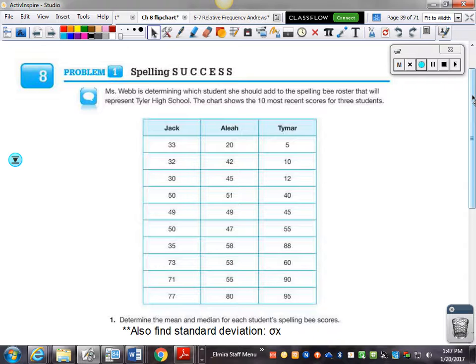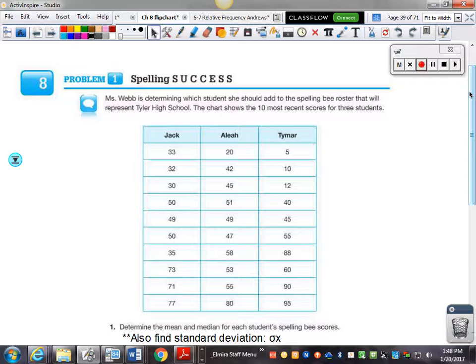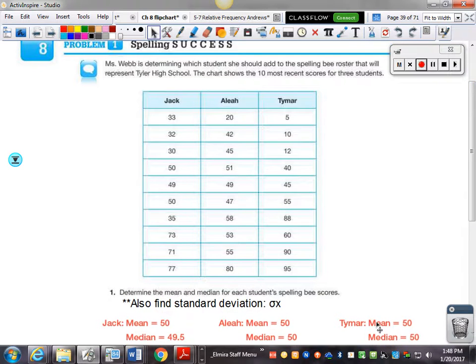Here in our textbook we have 3 students and their scores for the spelling bee, and their teacher is trying to decide which student should represent the school in the next round. The directions just have you find the means and the medians. These are down at the bottom, and you'll notice they're all pretty much the same, so it would be hard to choose based on just mean or median.